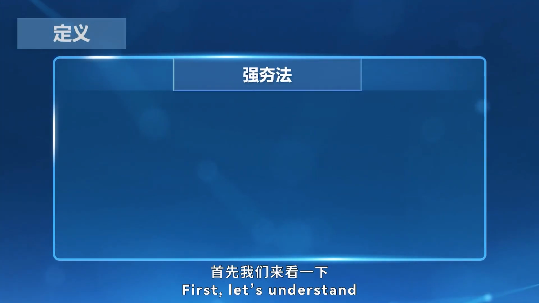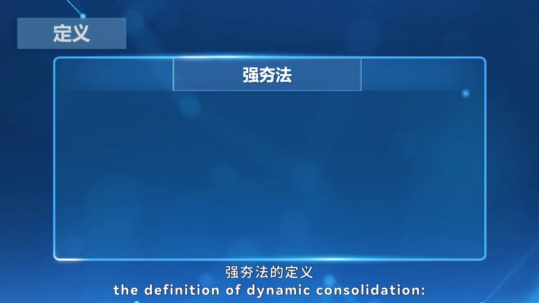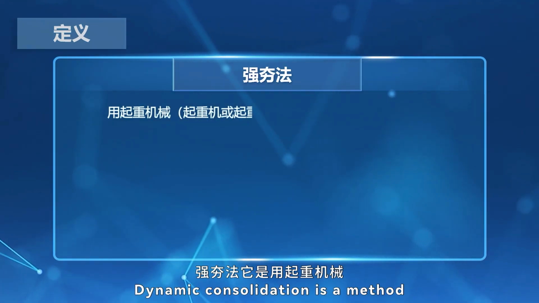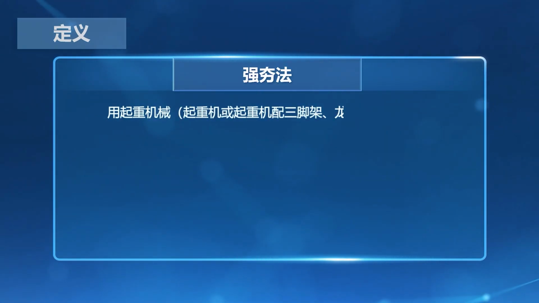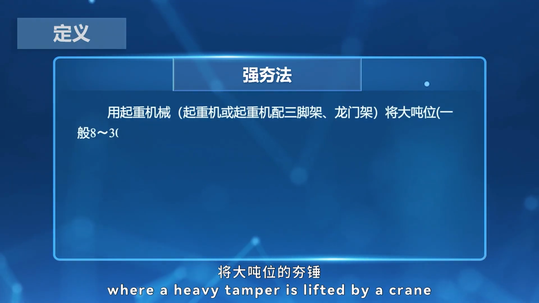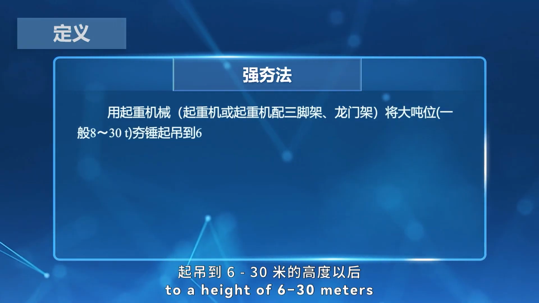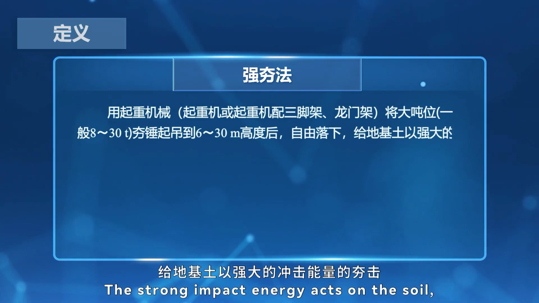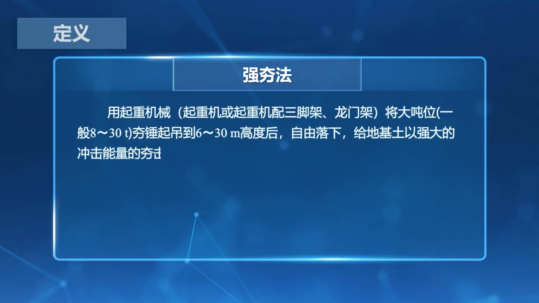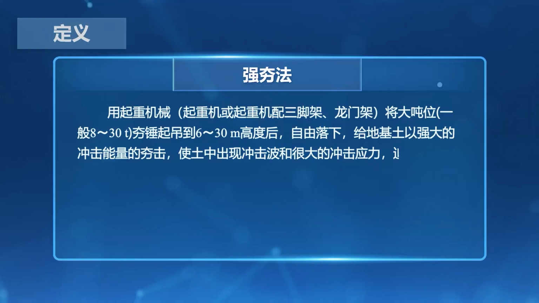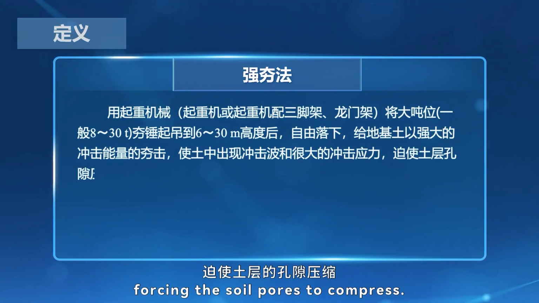First, let's understand the definition of dynamic consolidation. Dynamic consolidation is a method where a heavy temper is lifted by a crane to a height of 6 to 30 meters and then released to fall freely. The strong impact energy acts on the soil, generating shock waves and high impact stresses, forcing the soil pores to compress.